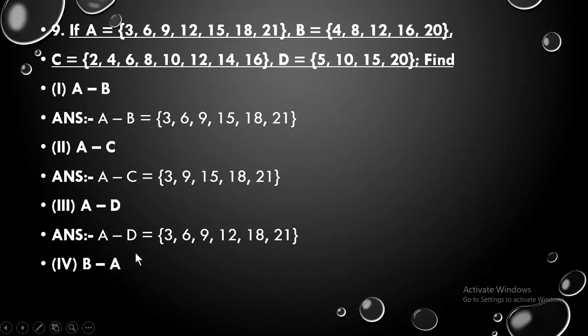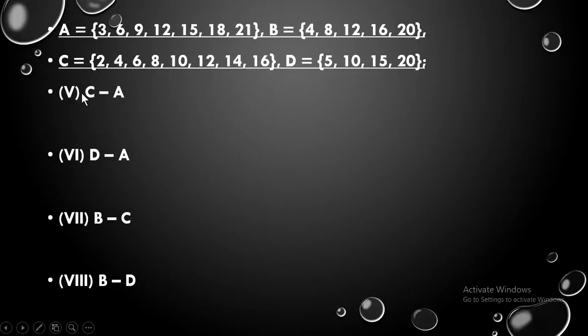So when you do B minus A, you see B and A. Now you remember the common element in B and A was only 12. So only 12 was the element that was repeated in B and A. Now since it is B minus A and B is the first set, we will remove 12 from set B and write the leftover elements of set B. That is 4, 8, 16 and 20.